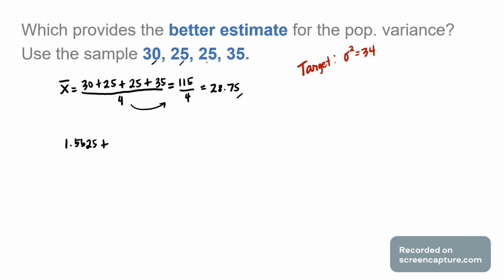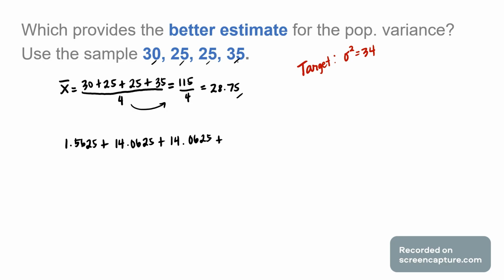Second one, again, and the third are the same. So that means I get the same values. So 25 minus 28.75 is negative 3.75. And when you multiply it by itself, that's 14.0625. And that means the third is also the same, 14.0625.